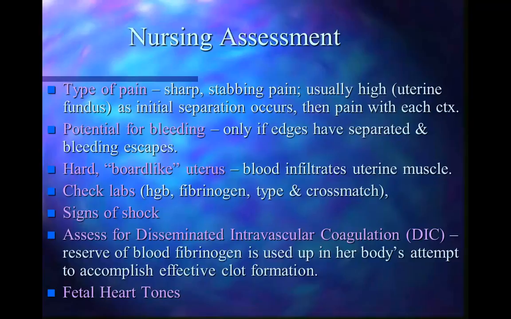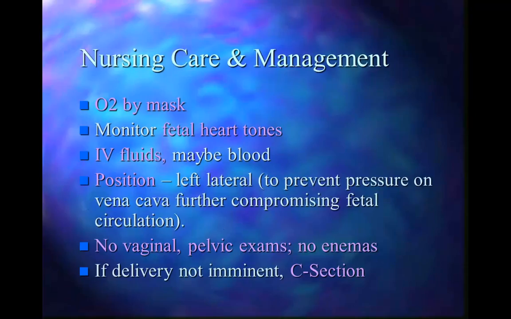Check the labs. We want to check her hemoglobin, her fibrinogen, type and cross-match her, because she's going to surgery and you're probably going to need to give her blood. Assess her for signs of shock, and she's always at risk for DIC because her reserve of blood fibrinogen is used up because her body's attempting to accomplish some clotting, and therefore they're at great risk for DIC. And again, assess fetal heart tones to see how the fetus is tolerating this situation.